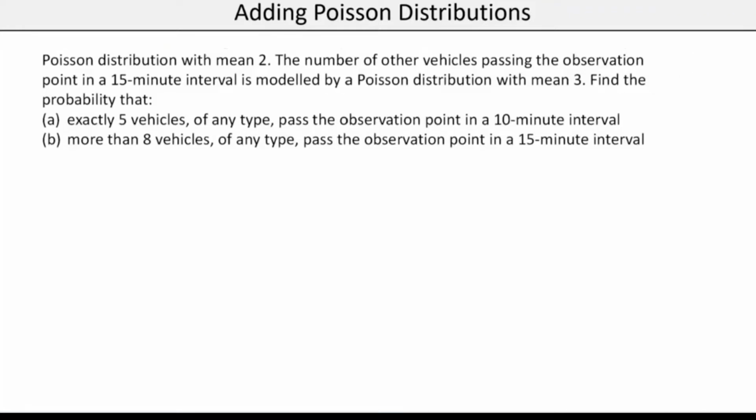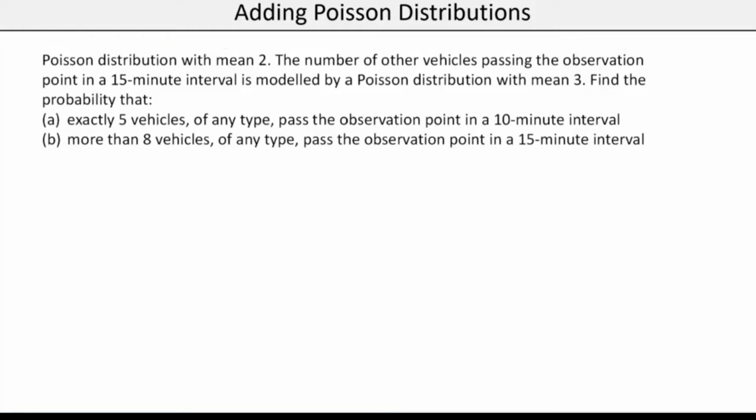So we have to assume that they match. If there's more context, it is on us to check that that is indeed true. So here, we've been told that the number of cars passing an observation point in a 5-minute interval is modelled by a Poisson distribution with a mean of 2. The number of other vehicles passing the observation point in a 15-minute interval is modelled by a Poisson distribution with a mean of 3. Straight away, we should notice that these were two different time intervals, 5 minutes and 15 minutes. We're going to have to do some scaling somewhere.